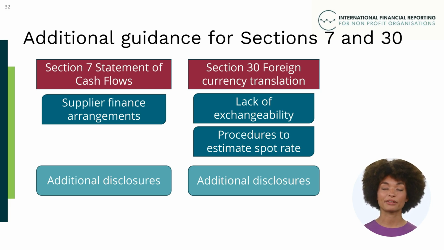There is also additional guidance for Section 30 on foreign currency translation. This covers the procedures to be followed to estimate the spot rate when a currency is not exchangeable. It also includes disclosures about estimates and impacts relating to foreign operations.